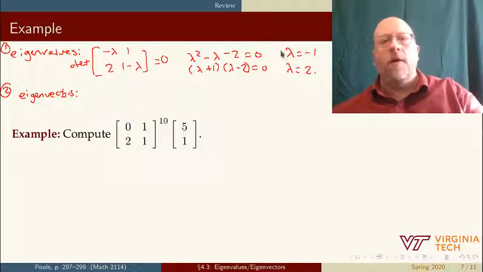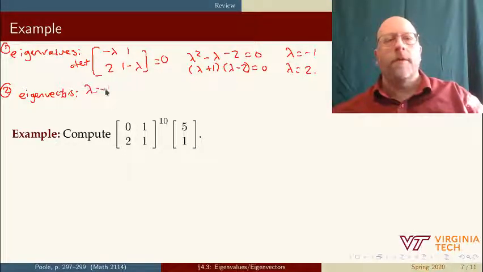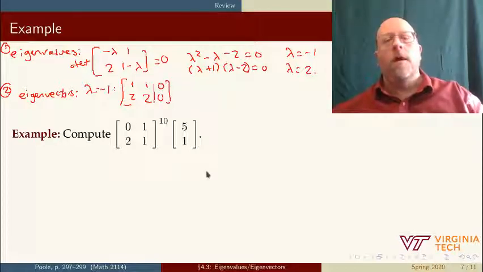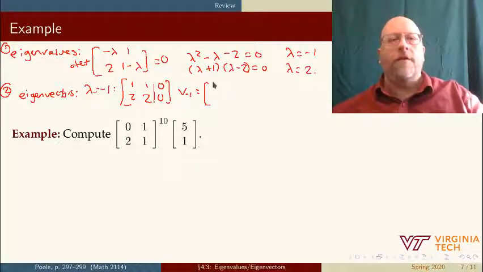We have to do the eigenvector corresponding with lambda equals -1. So I'm going to plug in -1 for lambda here. -1 is 1. 1 minus -1 is 2. And I'll skip the row reduction steps here, but the eigenvector that we get for -1 is the vector -1, +1.